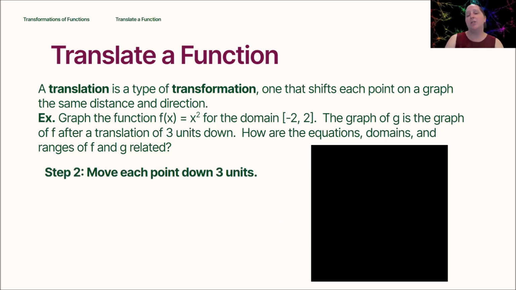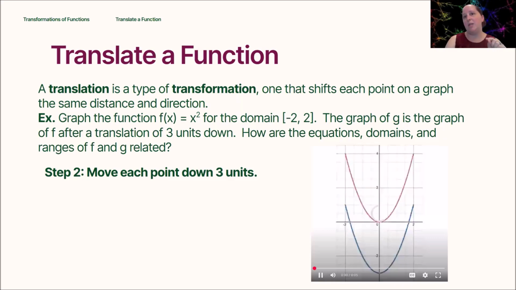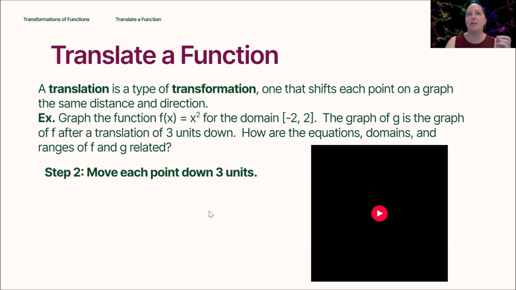So the next thing I need to do is I need to move each one of those points 3 units down. Okay. So I start again with this red function here. And I'm going to move each of those units 3 units down. So I create this blue function. So one way you could do it is by taking the original y value and subtracting 3 from it. So 4 minus 3 gives me 1. So that means it's going to be at 1.